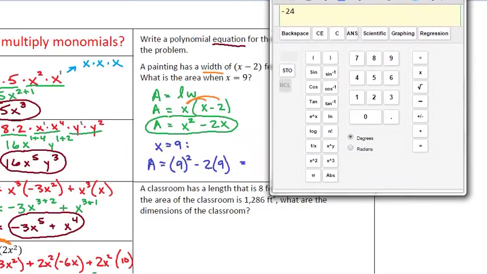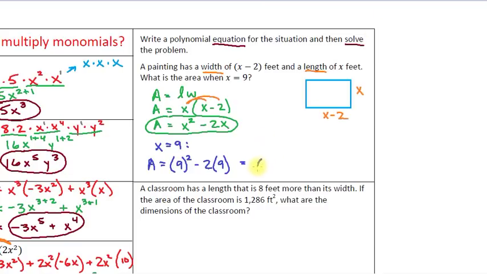Let's do that right now. We're going to use parenthesis 9 close parenthesis, then we'll do squared minus 2 parenthesis 9 parenthesis. So always put variables in parentheses when you solve an equation. When I press equal, that is 63, and our answer to the area when x equals 9 is 63. Our unit of measure is feet.